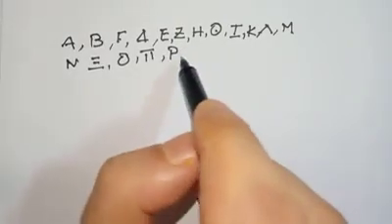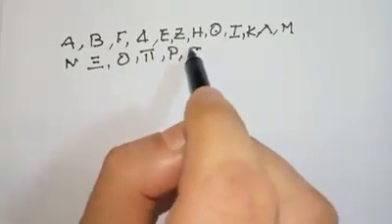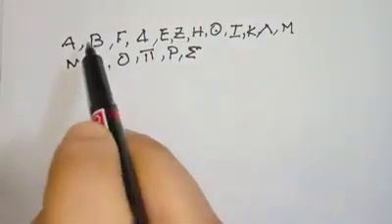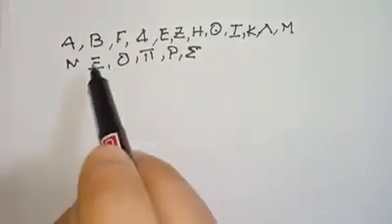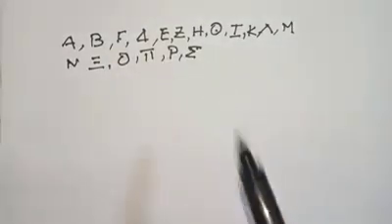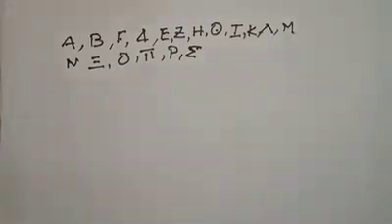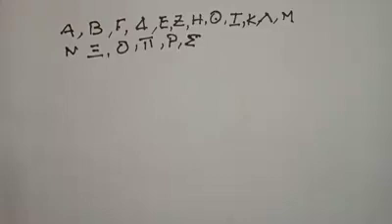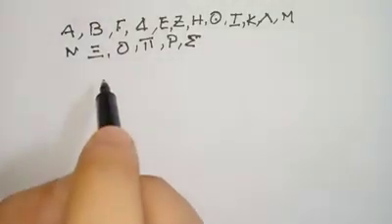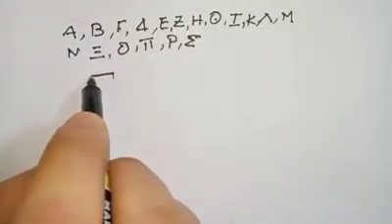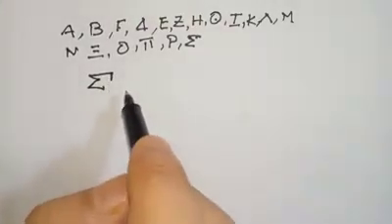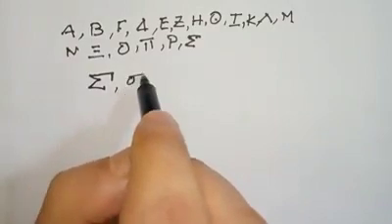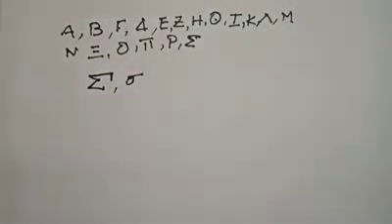And then comes sigma, which is written something like this. So 1, 2, 3, 4, 5, 6, 7, 8, 9, 10, 11, 12, 13, 14, 15, 16, 17, 18. So this is the 18th letter in the Greek alphabet. Like in English, we have capital and small. We have a capital sigma, which looks like this and which we are going to use in this video, and a small sigma, which looks something like this.